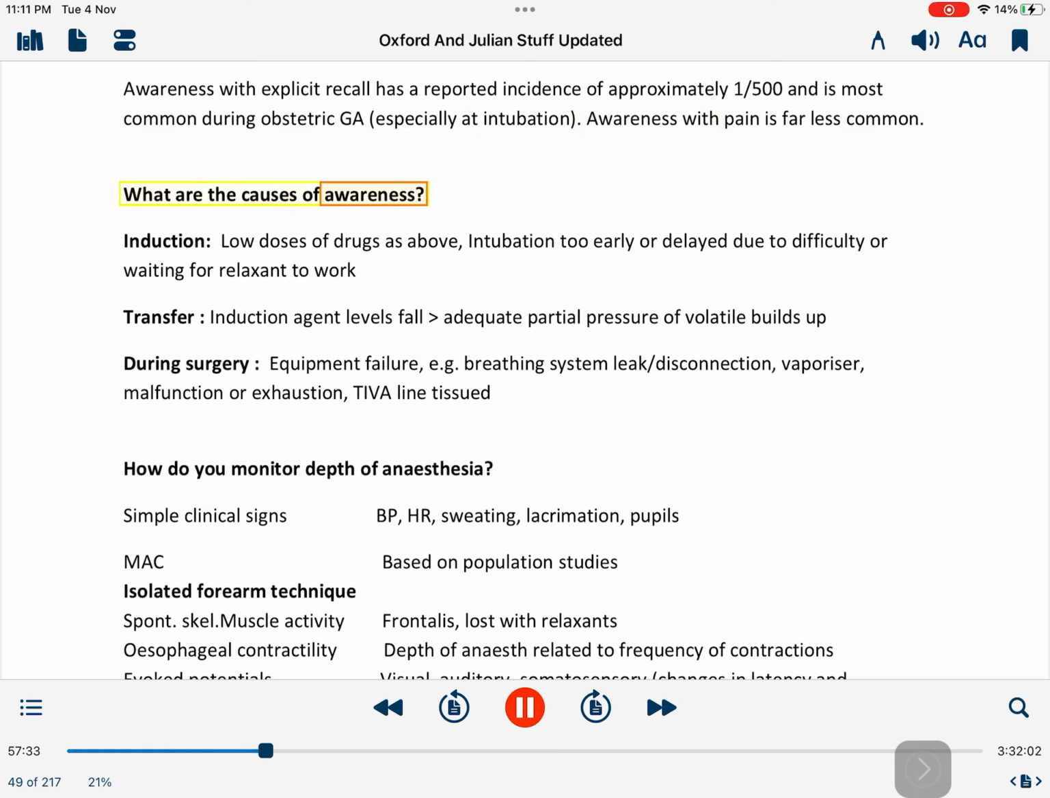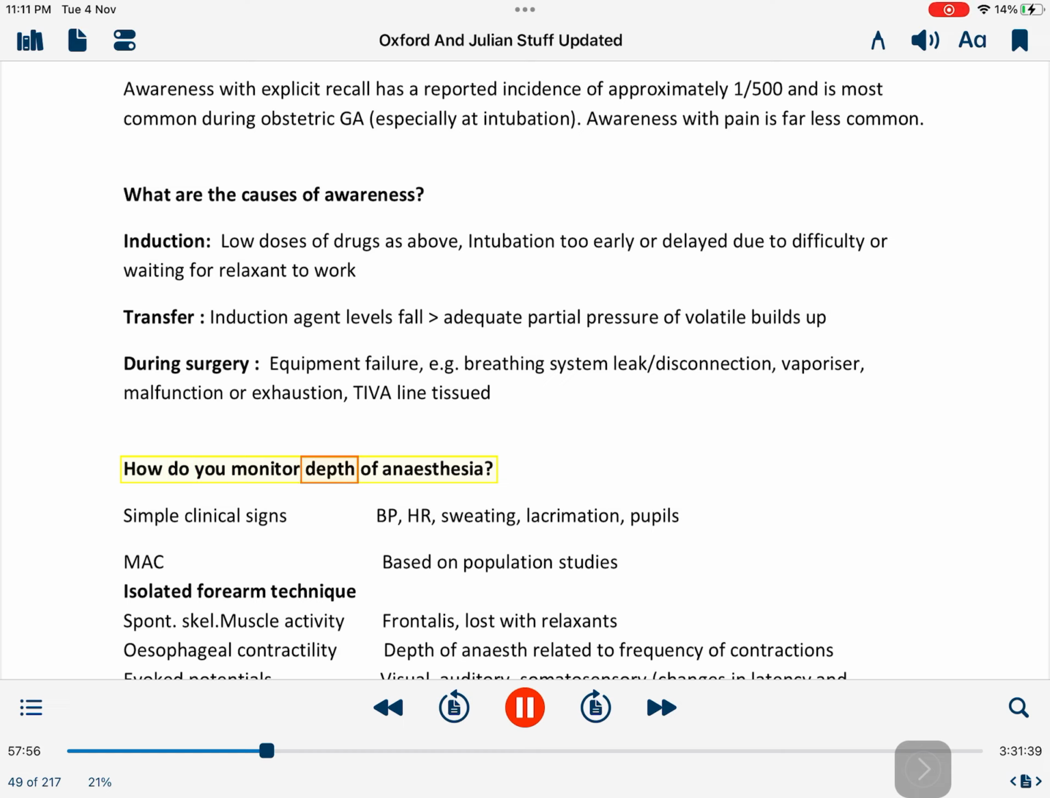What are the causes of awareness? Induction, low doses of drugs as above. Intubation, too early or delayed due to difficulty or waiting for relaxant to work. Transfer: induction agent levels fall, and adequate partial pressure of volatile builds up. During surgery, equipment failure, e.g., breathing system leak, disconnection, vaporizer malfunction or exhaustion, TIVA line tissued.